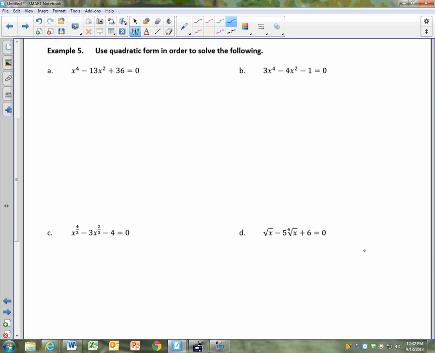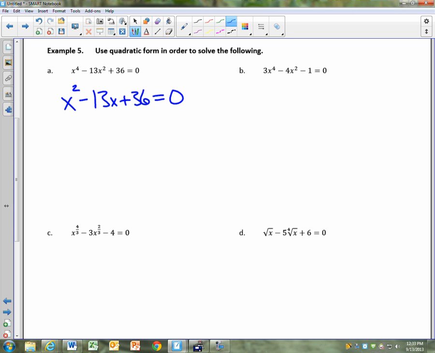Okay, quadratic form is something like this. You don't need to write this down; I just want you to understand that they are very similar. If I have, in this problem, x to the fourth minus 13x squared plus 36 equals 0, you guys would like it a lot more if it looked like that, right? Well, x to the fourth minus 13x squared plus 36 also has quadratic form.